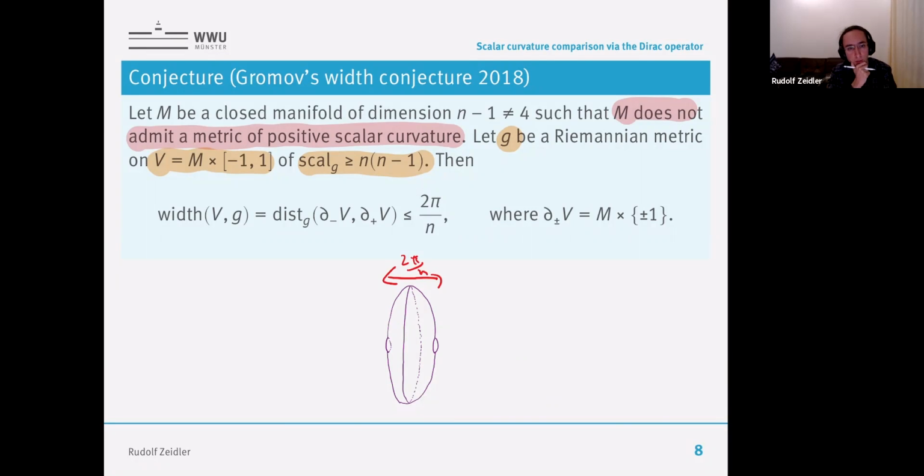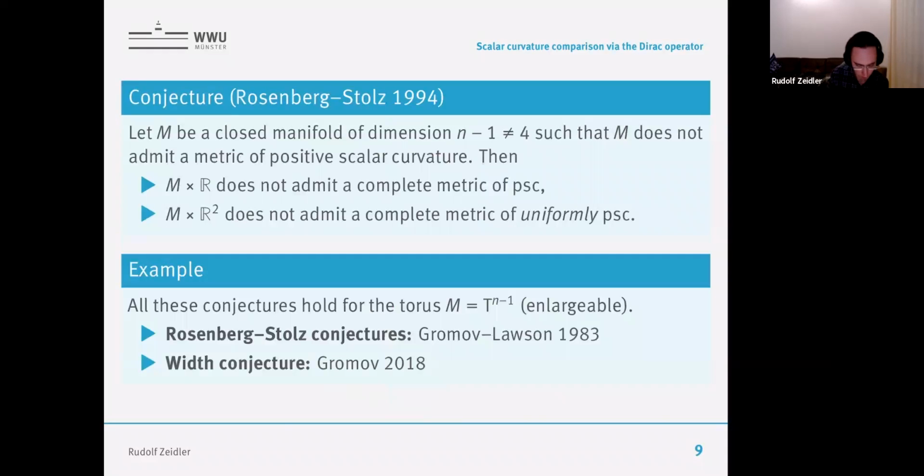Okay, this is sort of the first conjecture that was stated by Gromov relatively recently, 2 years ago, in his metric inequalities of scalar curvature paper. I'd like to mention one or two other conjectures which sort of fit into this picture and which are a lot older. I think the first literature appearance I found was in a survey article of Rosenberg and Stolz in 1994.